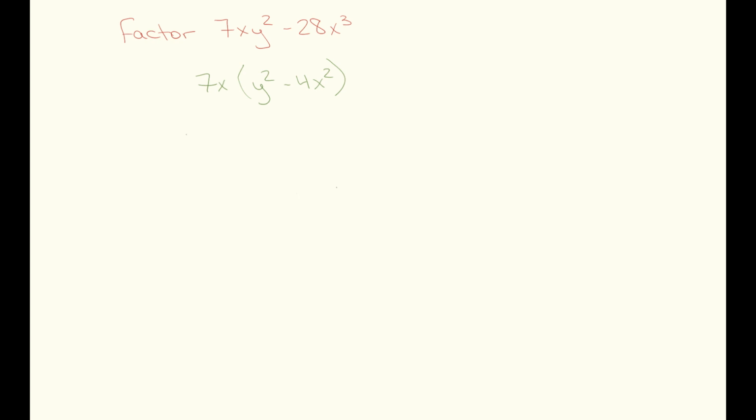Okay, so I'm going to write 7x, and then I'm going to write my parentheses. What times what gives me y squared? Y times y. What times what gives me 4x squared? 2x and 2x. One needs to be an addition, one needs to be a subtraction, and I am done.